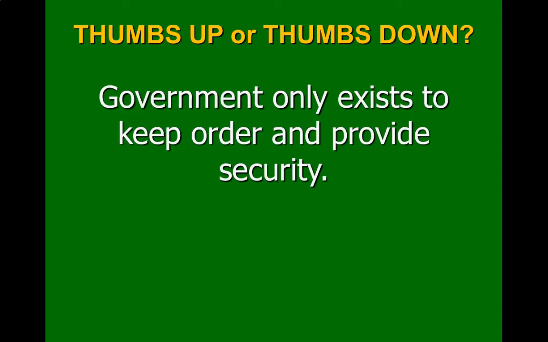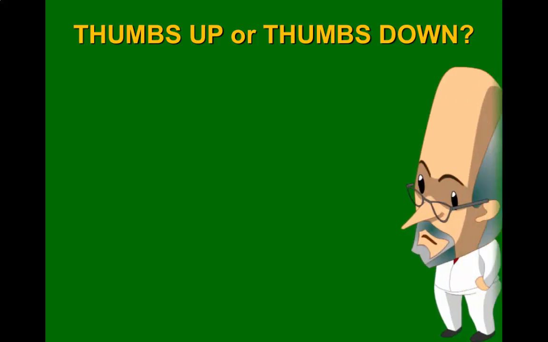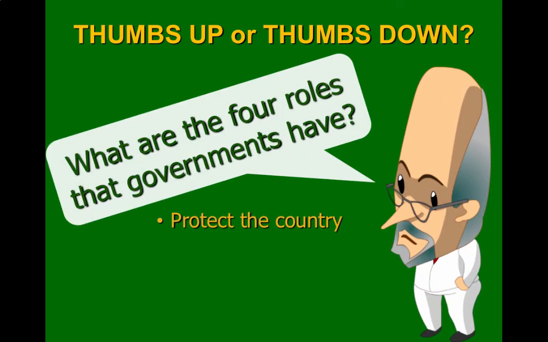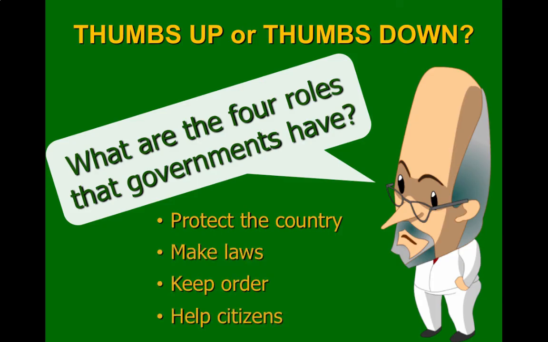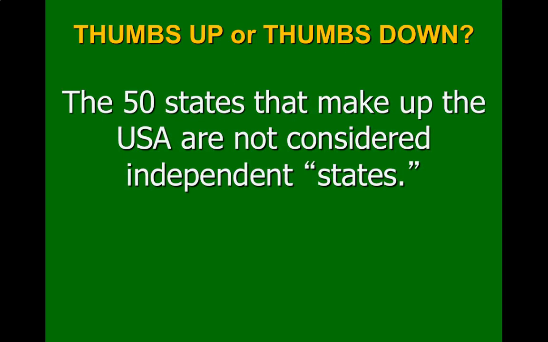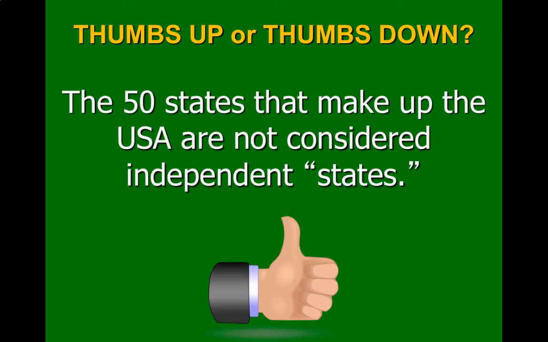Government only exists to keep order and provide security. That's not true. There are 4 roles: to protect the country, to make laws, to keep order, and to help citizens. The 50 states that make up the United States are not considered independent states, and that's absolutely true. Does not have all 4 of the qualifications, is not sovereign like the United States.